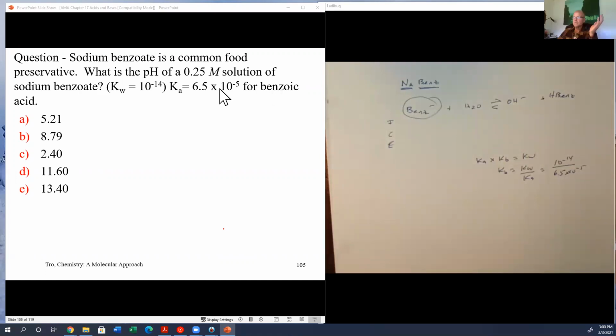This is benzoic acid, and that's the conjugate base. So we know that it's the conjugate base of a weak acid because benzoic acid is not a strong acid. So therefore, benzoate is a weak base. So that's why we're using the weak base equation. Does that make sense? Yeah, it does. Thank you.